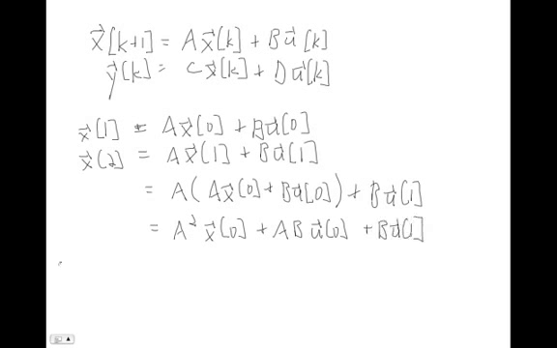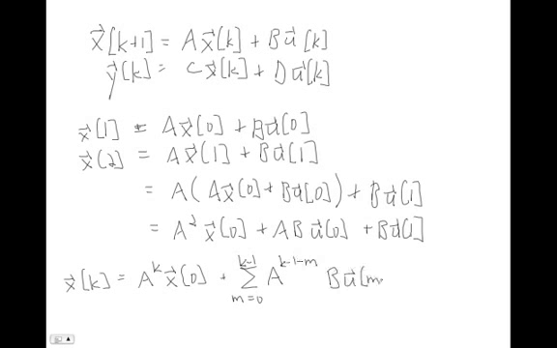And if you were to repeat this process over and over, you would get a general equation for x at k, which is equal to A to the kth power times our initial condition, x at 0, plus this summation. And the summation is going to be from index m equals 0 up to k minus 1, and it's going to be A raised to the power of k minus 1 minus m times the B matrix times u at index m.